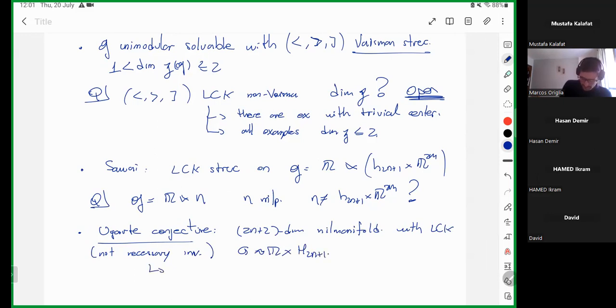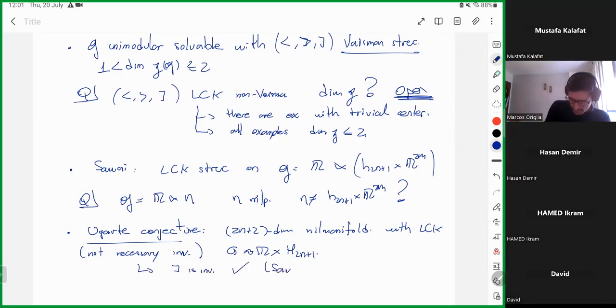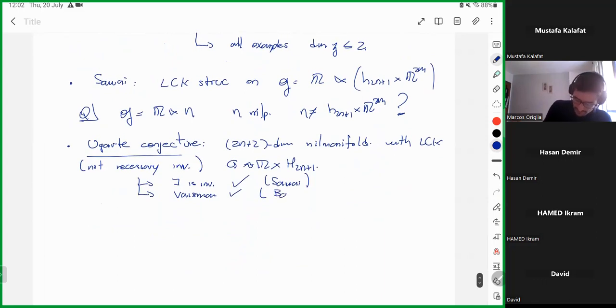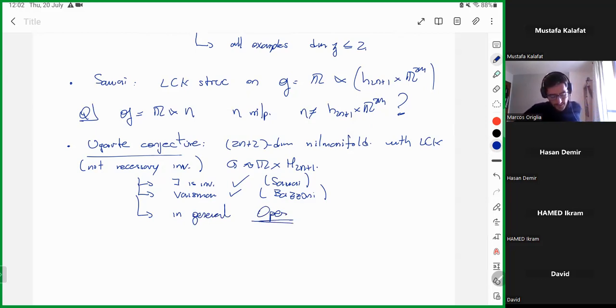If the complex structure is invariant, it's done. And if you assume Weismann instead of LCK, it is also done by Giovanni Mazzoni. But in general, it's open. So non-invariant LCK, not Weismann, is still open.